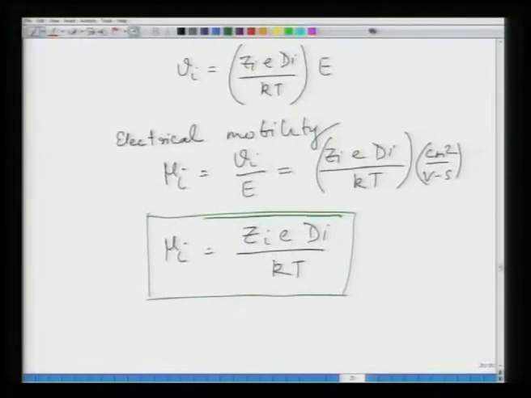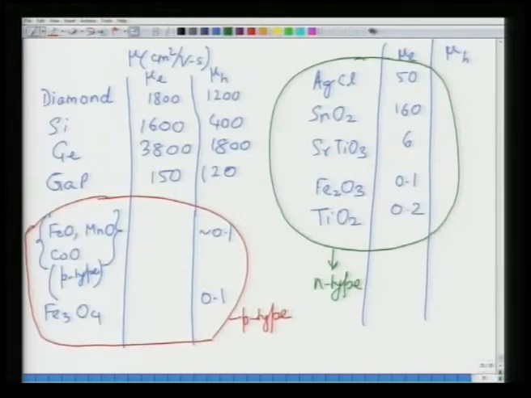If you remember the expression from the previous lecture, now you appreciate it more: mu I is equal to Z I E D I by k T. So mu I is a function of D I, and D I is very strongly temperature dependent. Another thing is that ionic systems are polaronic transport, because here the electron is confined to the lattice sites. This confinement results in polarization of the lattice, and this whole entity is called a polaron.